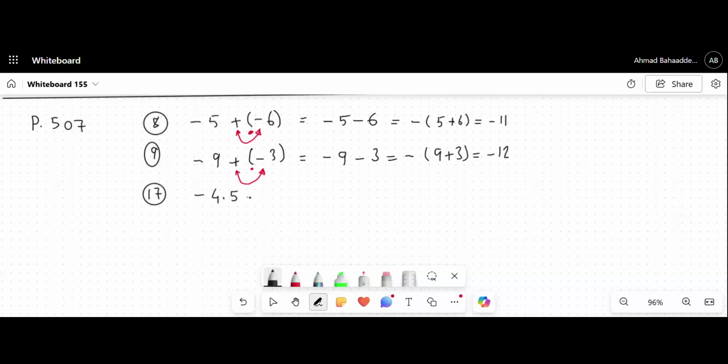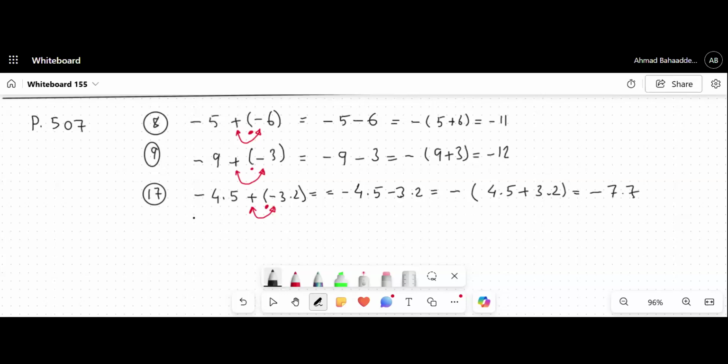-4.5 plus and then minus 3.2. Again, guys, the bracket means multiplication. We are multiplying plus times minus, which means the answer is going to be minus. So you are going to have -4.5 -3.2. So basically you are adding them, having the same minus. So 4.5 plus 3.2, that's going to give me -7.7.